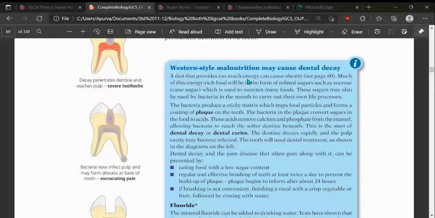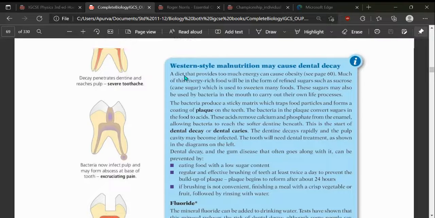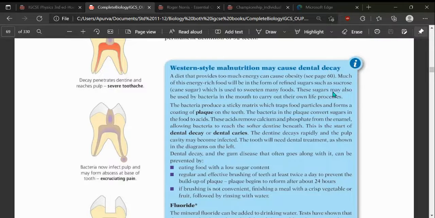Anyway, Western style malnutrition may cause dental decay. A diet that provides too much energy can cause obesity. Much of this energy rich food will be in the form of refined sugars such as sucrose.